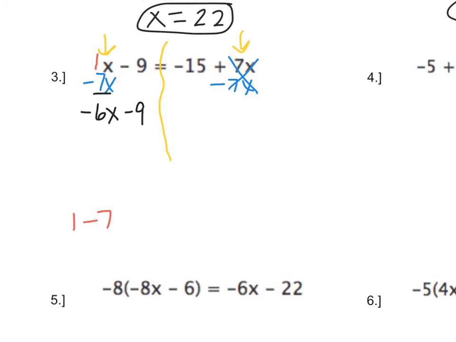Then bring everything down. And now we have a two-step equation. Our next step would be to get rid of this minus 9. The inverse of subtraction is addition. That cancels out.